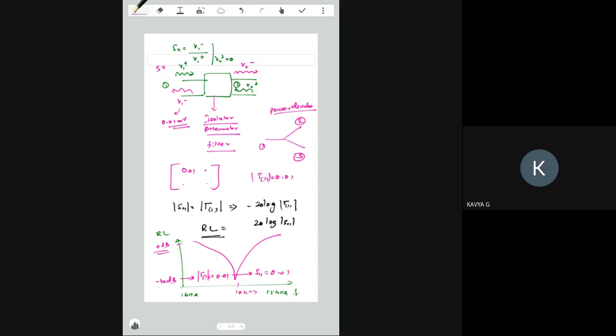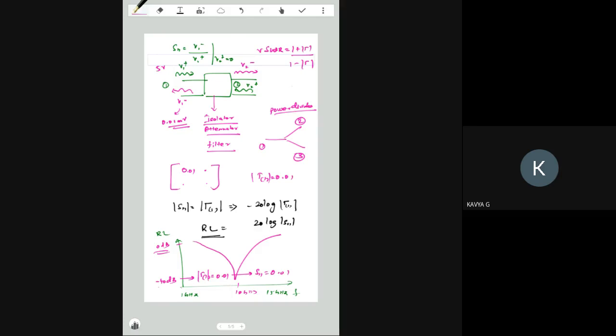This is closely related with the return loss. How is it related with the VSWR? I know that gamma and VSWR are related. VSWR I would simply put as S, but to avoid confusion with the S parameter, I'll write VSWR itself. So this can be written as 1 plus mod gamma over 1 minus mod gamma. What is the ideal value? Gamma is 0. So 1 plus 0 over 1 minus 0, which is 1.